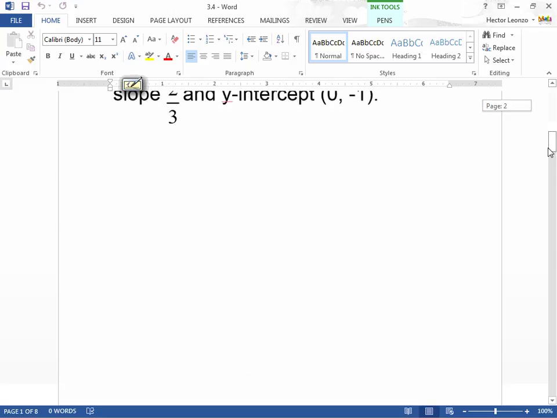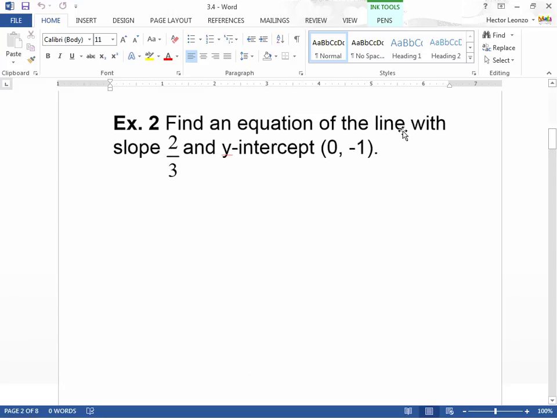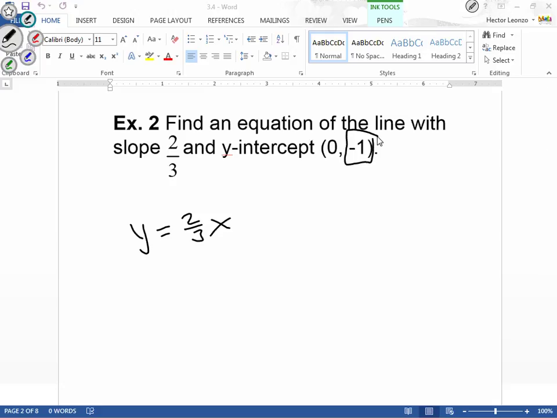Now, example 2, find an equation of the line with the slope 2/3 and the y-intercept (0, -1). Since my slope is 2/3, my equation of the line is going to start with y equals, and I'm going to look at the slope value, 2/3 x. Remember, it's the number that comes with the x. And then for my y-intercept, I'm looking at -1, so -1. Once again, for the y-intercept, the x value should be 0.